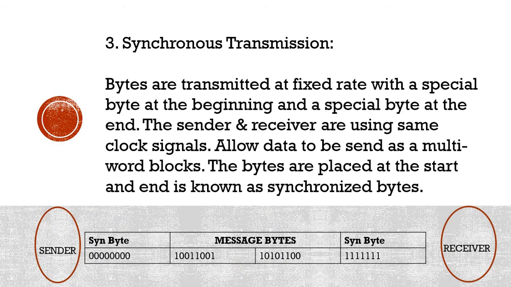Third one is synchronous transmission. Bytes are transmitted at a fixed rate with a special byte at the beginning and a special byte at the end. So at the start as well as the end, special bytes are used. Sender and receiver use the same clock signal, which allows data to be sent as multi-word blocks. The bytes placed at the start as well as the end are known as synchronization bytes. So this is a simple diagram for it.